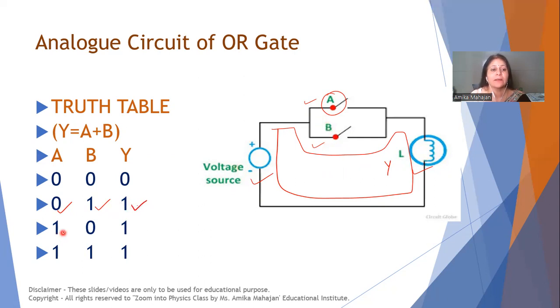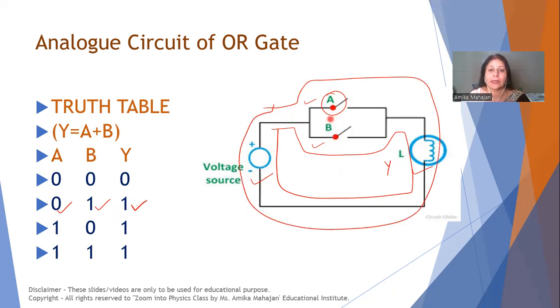But now in next set of inputs, when A is on state, that means I tap the switch but keep the switch B open, then this circuit will be completed like this and voltage source will be connected, giving rise to current which will help in glowing of the bulb. So again, when A is in 1 level, B is in 0 level, there will be output across the lamp in the form of glow. So Y will be in on level 1 state.